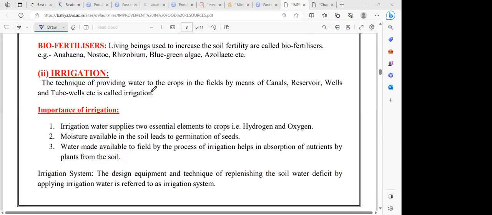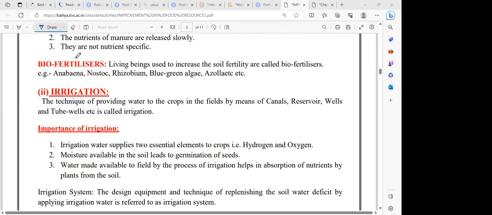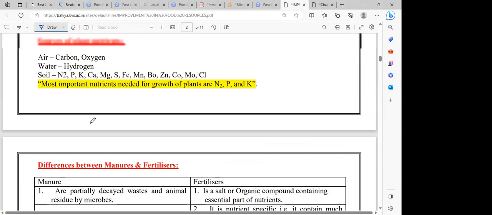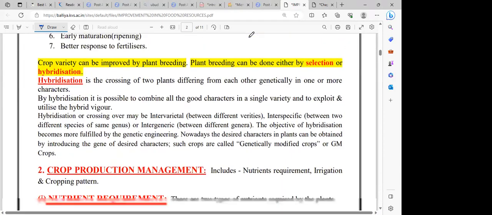Now coming to the other thing, which is basically biofertilizers. Living beings used to increase soil fertility are called biofertilizers, right? Fertilizers are human made, but there are some organisms that increase the fertility of the soil. They are biofertilizers. You can write the names like rhizobium, blue-green algae. These are some famous ones, right? Just write this and then we will start. First, we have already completed, right? Then we will move to the second part. Clear? Okay.